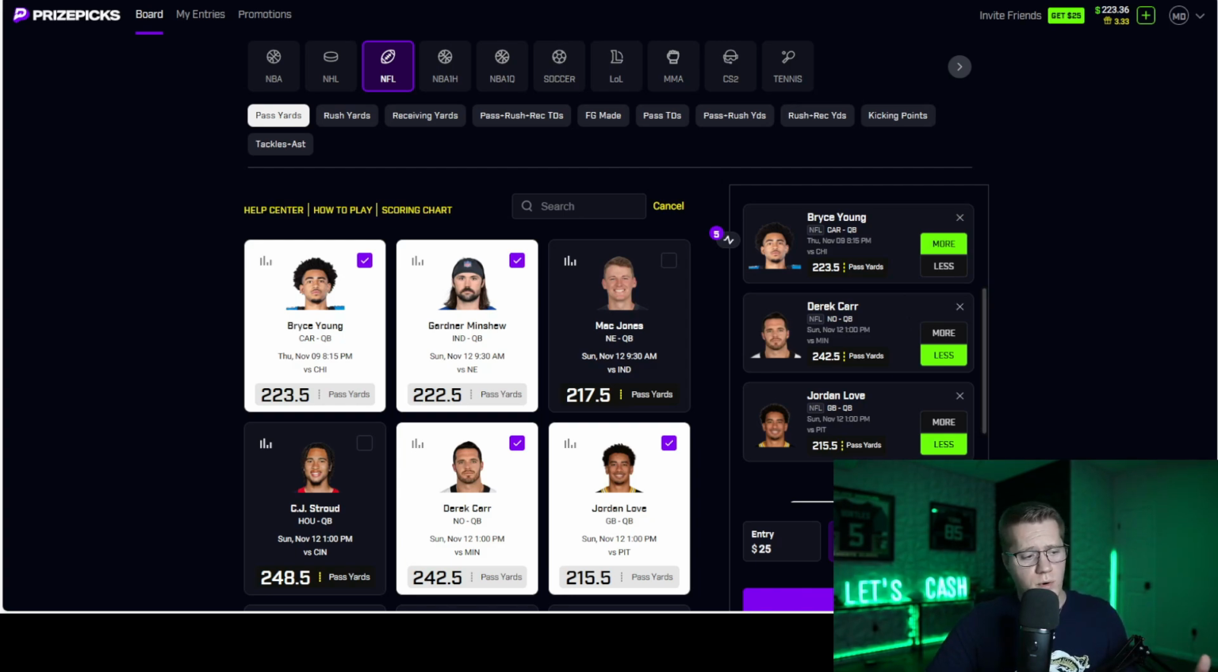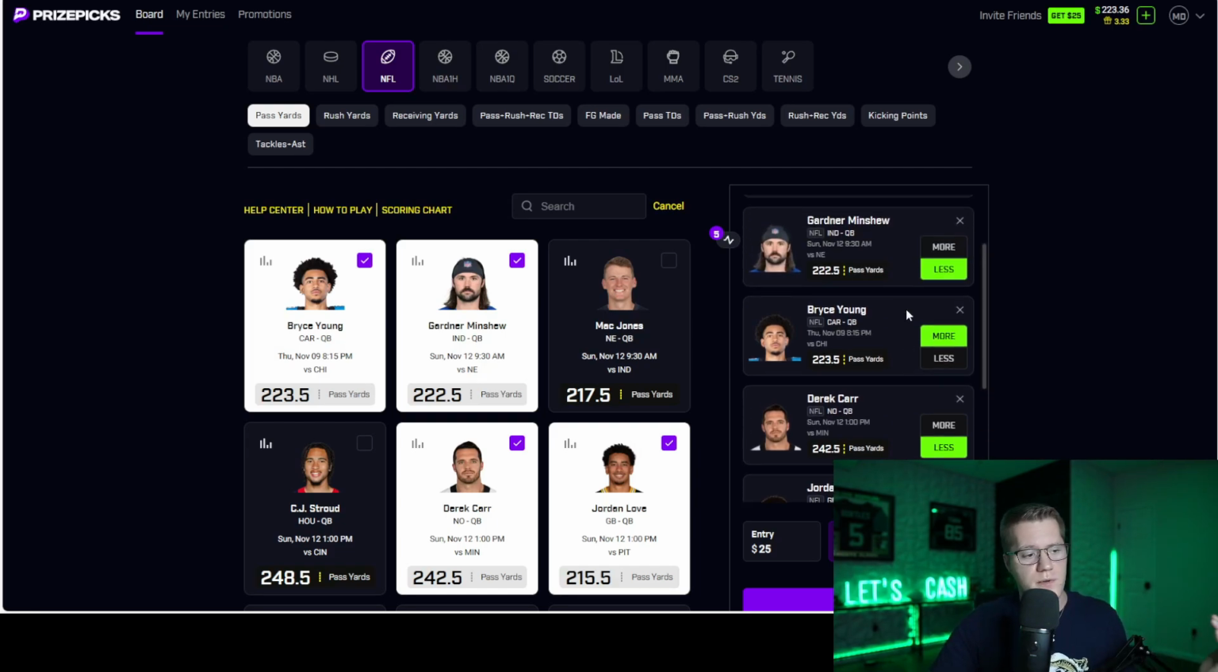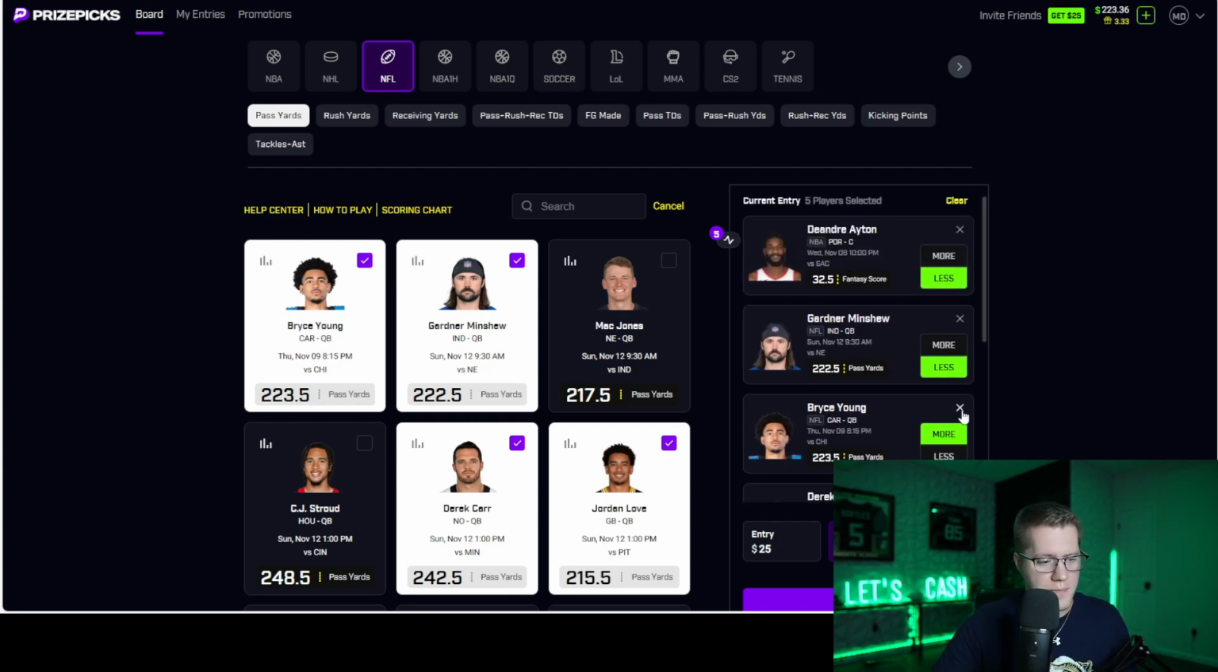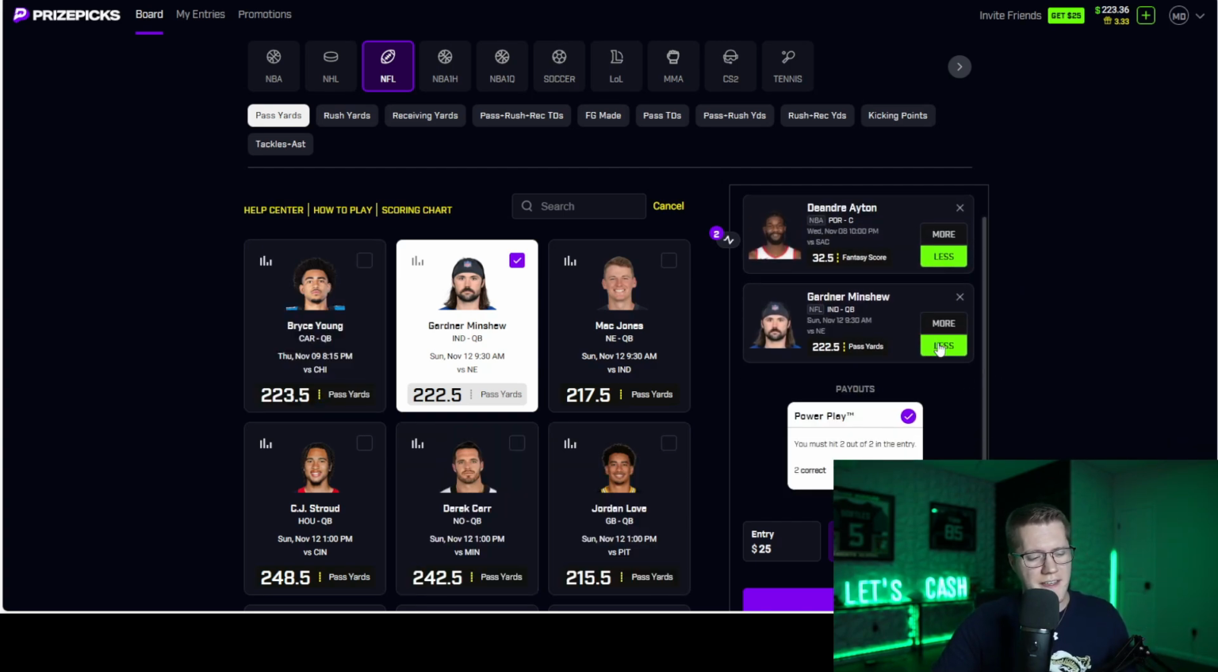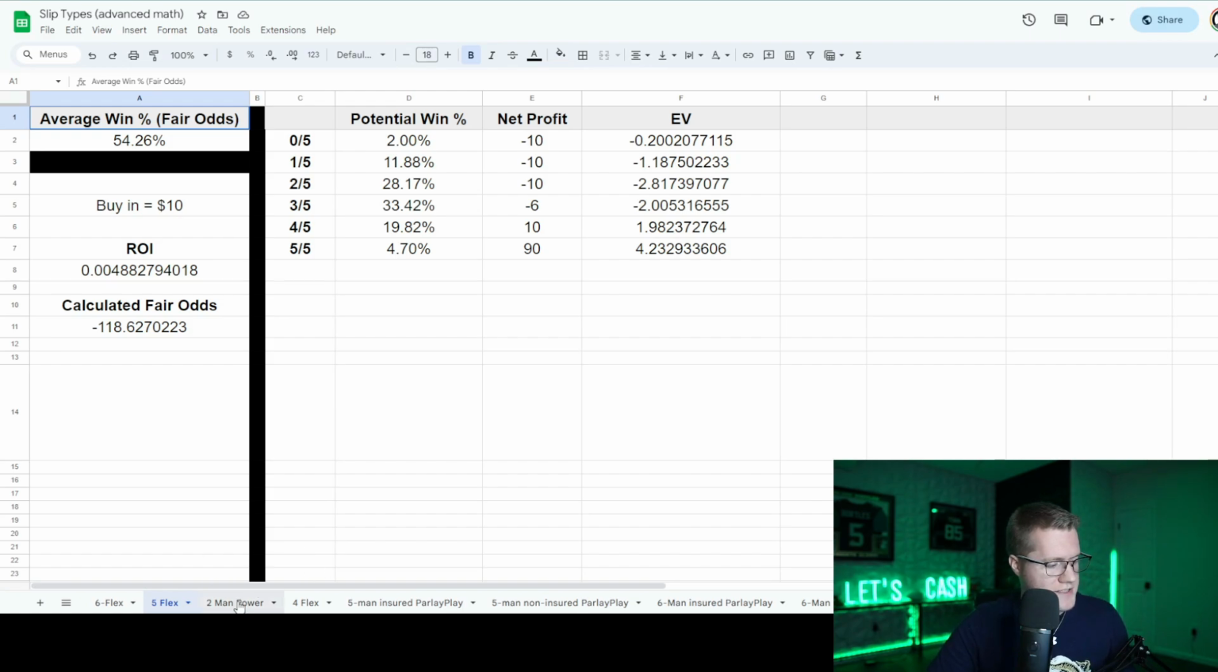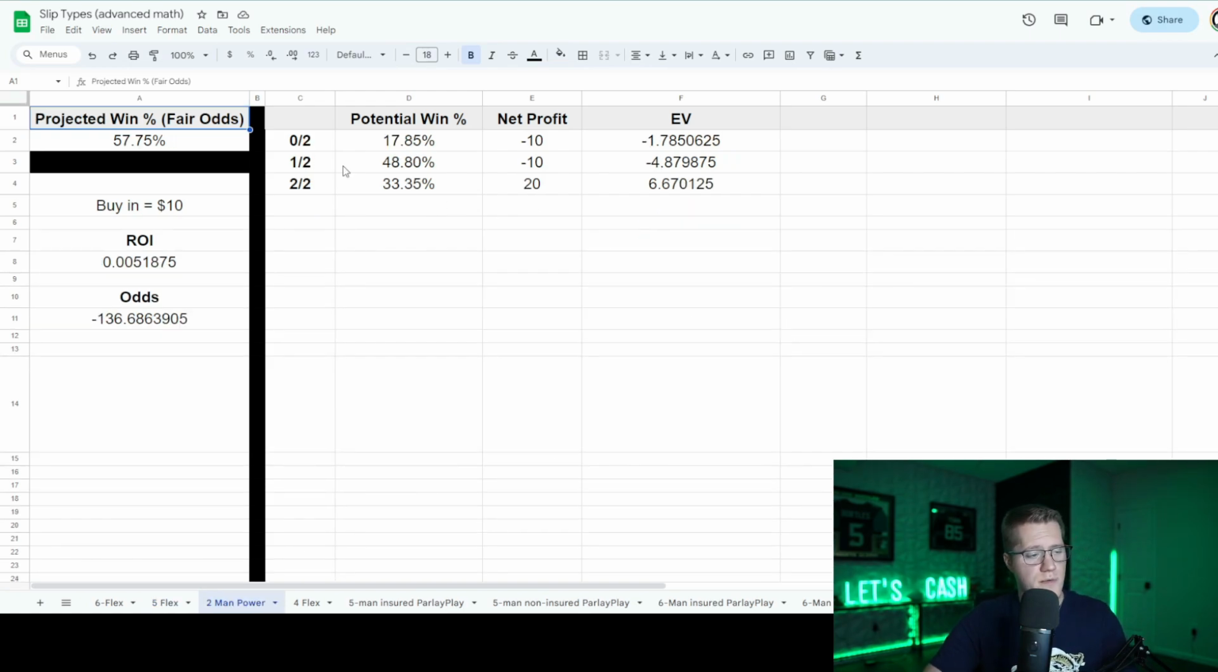So as sharp sports bettors, we have to find the break-even percentage, the true break-even percentage that's going to make you mathematically profitable in the long run. A lot of people like playing two-man powers on PrizePicks, and that really is a bad idea. The reason is because when you break down the math behind both of these legs, these lines are so heavily juiced that it's really insane to be entering two-man powers. And I'm going to further prove this to you by selecting a two-man power and showing you the break-even percentage.